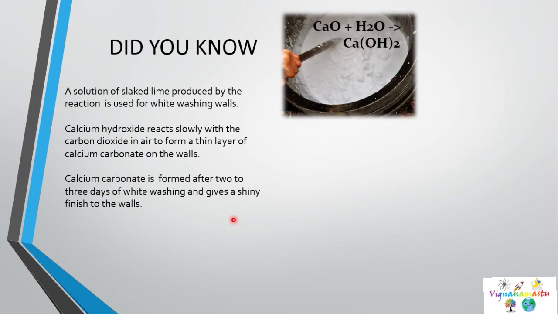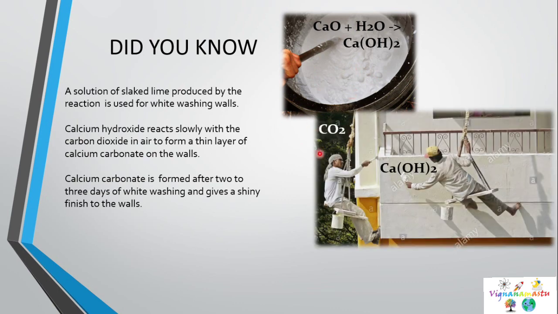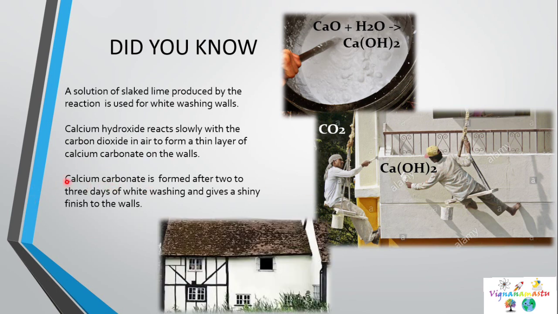Some facts. As I told you, calcium oxide reacts with water to give calcium hydroxide. But where is this used? This is nothing but the whitewash we use for our walls. This thing is painted on the walls. So calcium hydroxide is painted on the walls. Carbon dioxide in the air reacts with calcium hydroxide to give calcium carbonate, and that gives a shiny finish to the walls.